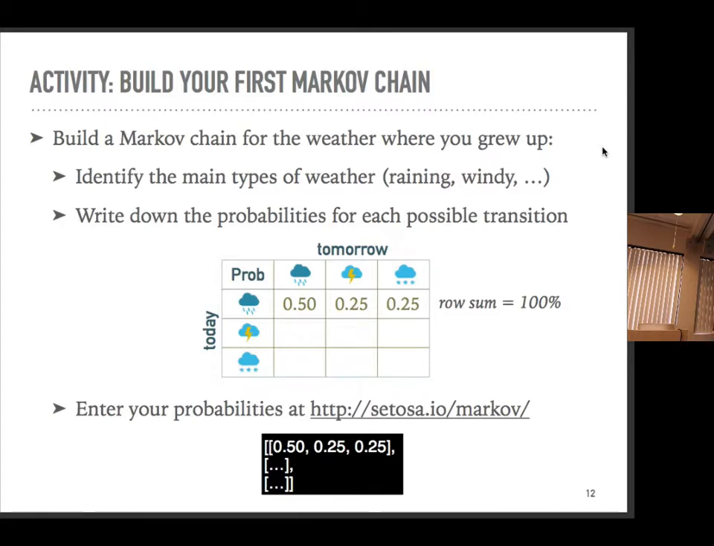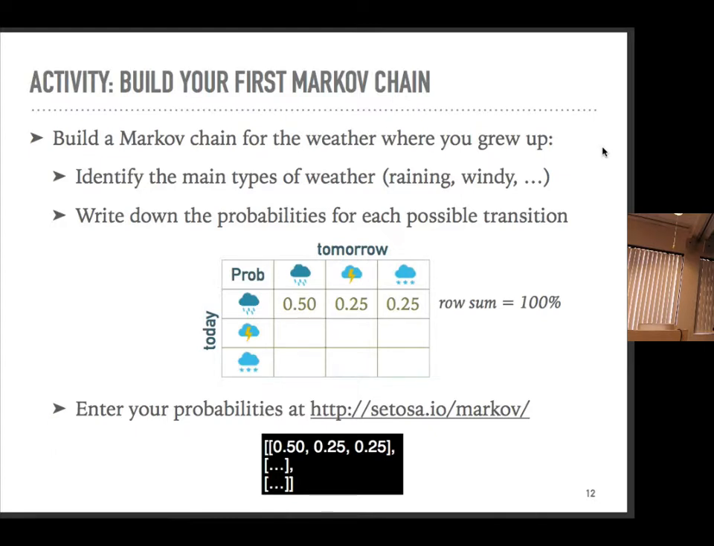Wait, so are we supposed to write our own Markov chain, or are we just putting down probabilities and then entering them? Yeah, we'll just write down the numbers here. Okay, gotcha. So then, sorry, where's the coding? Right now you're just writing down the numbers. Yeah, so it's going to be like a table. So we want to basically make that array.